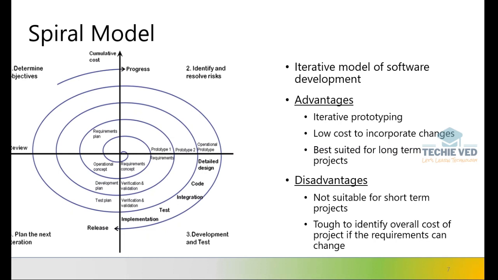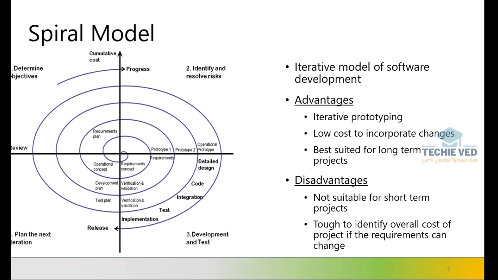Okay, and absolutely this is not suitable for short term projects. That's one of the biggest disadvantages, because of setting up this entire prototyping model. So if it is a short term kind of thing, go for the rapid prototyping model rather than the spiral model. That's what I'd suggest. And again, it's tough to identify the overall cost, because the requirements are changing and you'll not have the full picture.